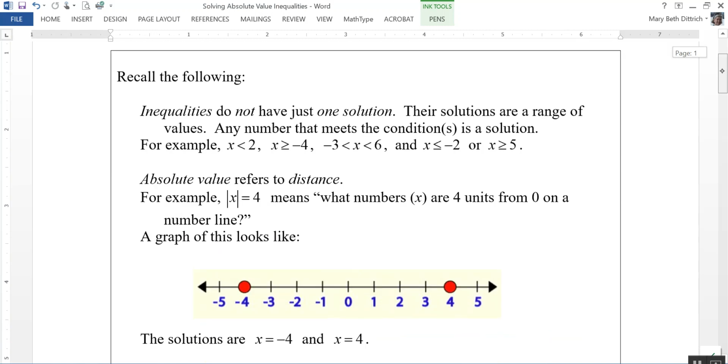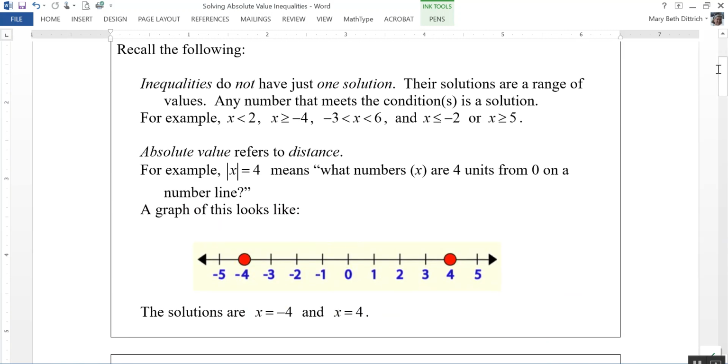For example, the absolute value of x equals 4 means what values of x are 4 units from 0 on a number line. And a graph of this would look like this. So these two solutions, x equals negative 4 and x equals 4, are the two numbers that are 4 units from 0 on a number line. Because from negative 4 to 0 is 4 units, from 4 to 0 is 4 units.